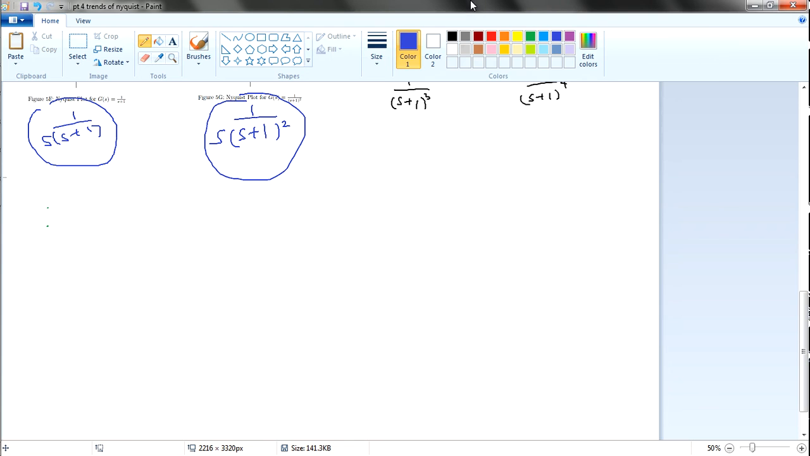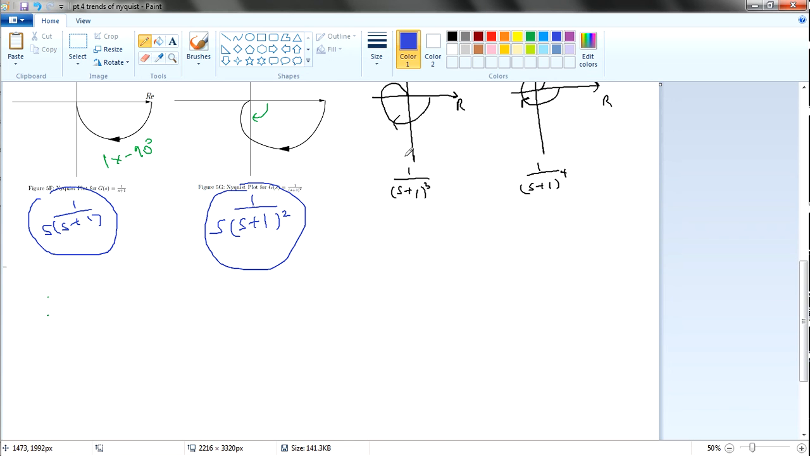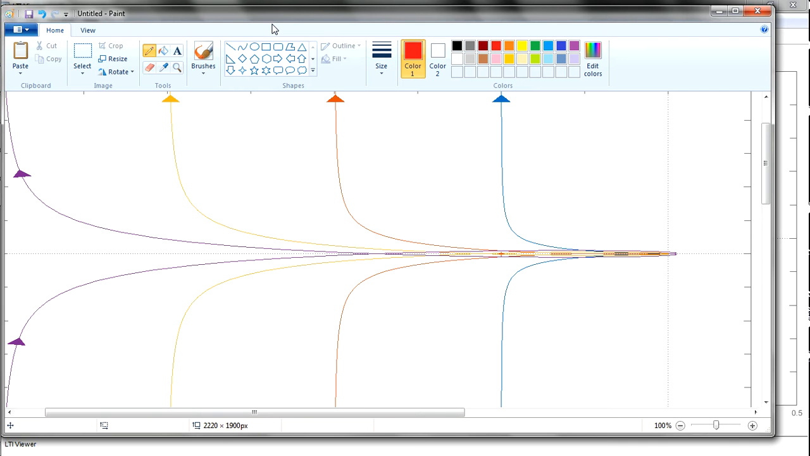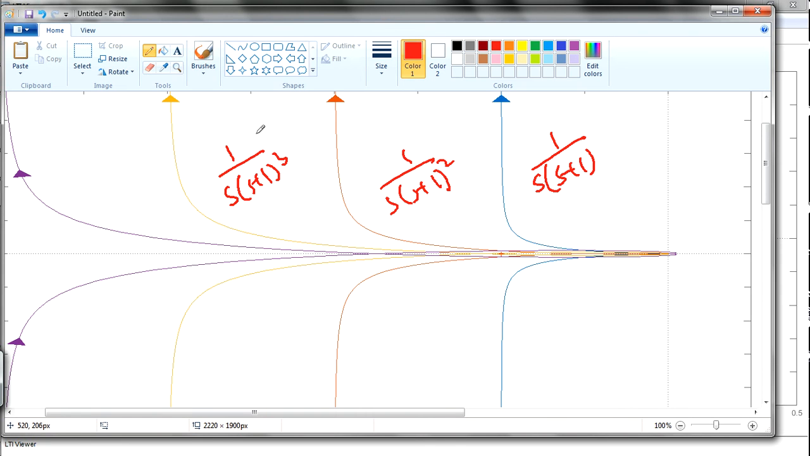So you may expect, what if I were to multiply in 1 over s into here? What do I have? It takes a while, so hold on. This is the trend. So this blue line is actually s, and then this orange line is actually (s plus 1) squared, and then this is cube.